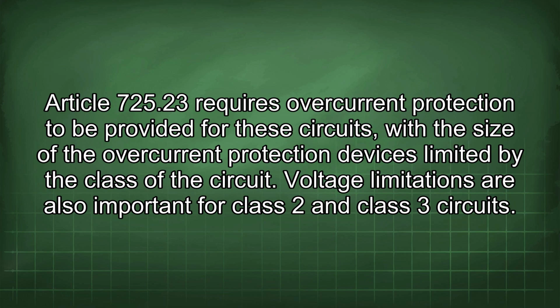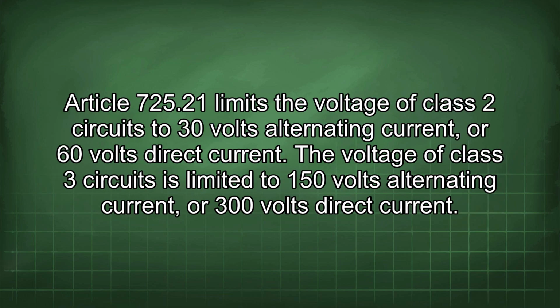Voltage limitations are also important for Class 2 and Class 3 circuits. Article 725.21 limits the voltage of Class 2 circuits to 30 volts alternating current or 60 volts direct current. The voltage of Class 3 circuits is limited to 150 volts alternating current or 300 volts direct current.